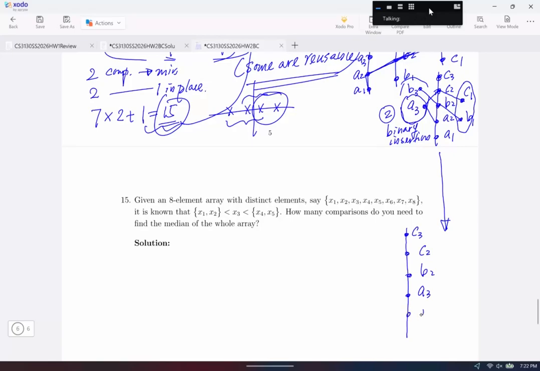A2, A1, B1 here, B3 here, C1 here. All right. So why? Here, let me argue. If we put A3 here, we can get a worst case.